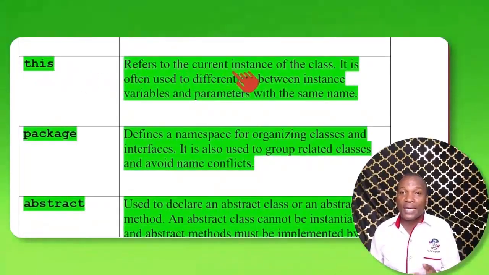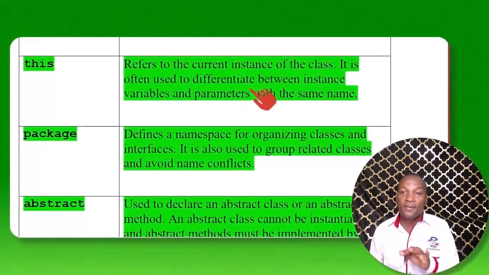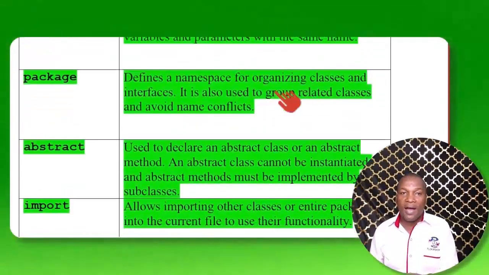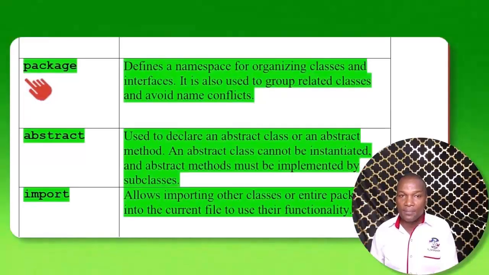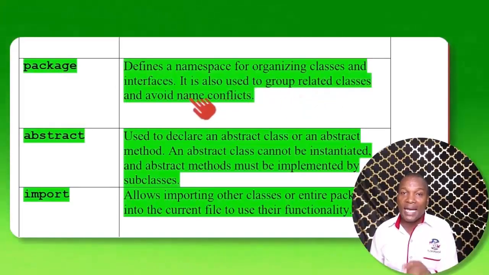Then we move on to the next keyword, which is this. This refers to the current instance of the class. It is often used to differentiate between instance variables and parameters with the same name. Then we have the next keyword, which is package. Package defines a namespace for organizing classes and interfaces. It is also used to group related classes and avoid name conflicts.